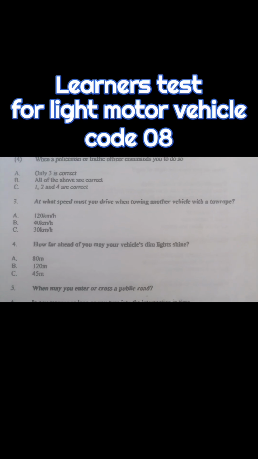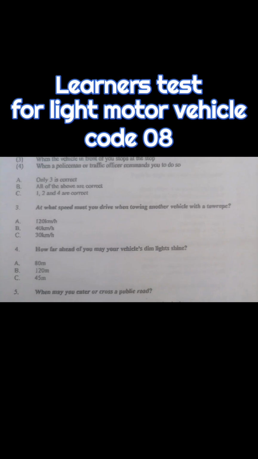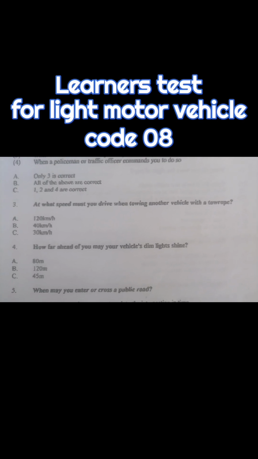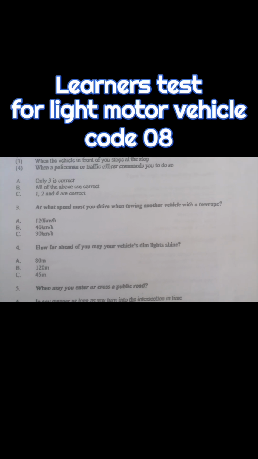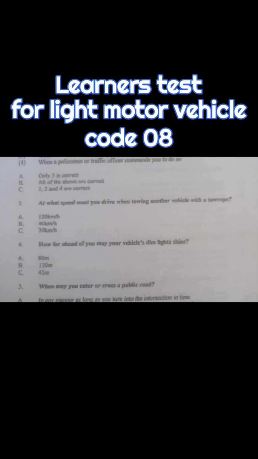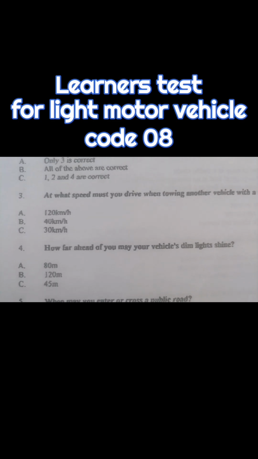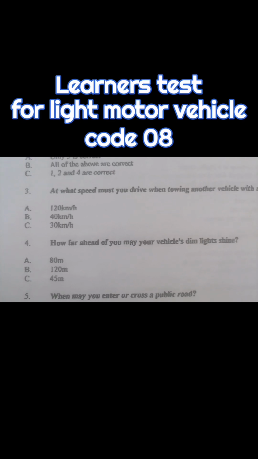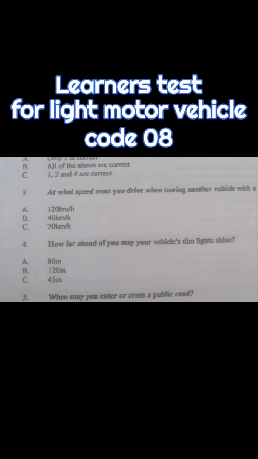Alright, how do I get to this answer? I have to ask myself, when I tow another vehicle with a tow rope, am I going to be driving fast or am I going to be driving slow? The obvious answer is that I'm going to be driving slow. My next question is going to be, how slow will I go? Alright, and if you look at your answers there, you've got A, 120 kilometers per hour, and then you have B, which says 40 kilometers per hour, and then you have C, which is 30 kilometers per hour. Alright, we will go for the lowest number, which is 30 kilometers per hour.